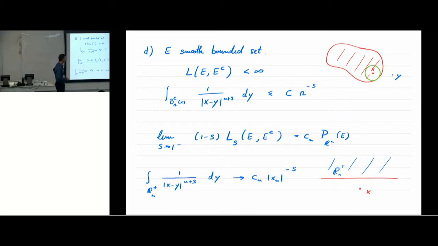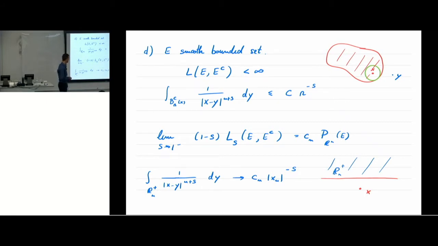Moreover, you cannot talk about H^{1/2}, but if you let s tend to 1 and you rescale these energies by this factor 1 minus s, you recover some sort of limiting H^{1/2} that coincides with the BV norm, with the classical perimeter.